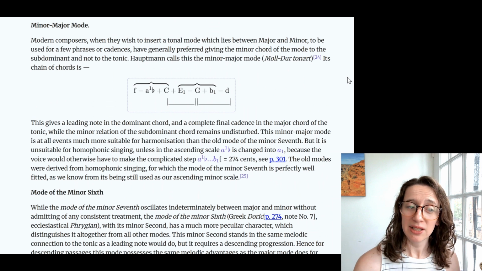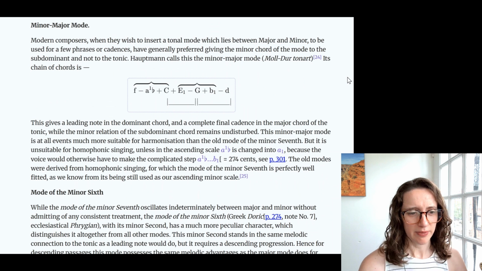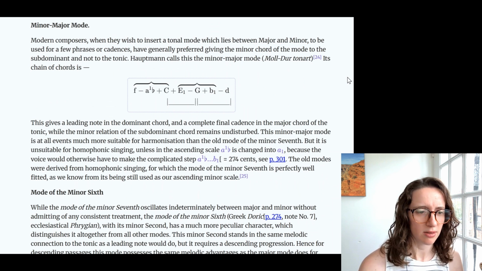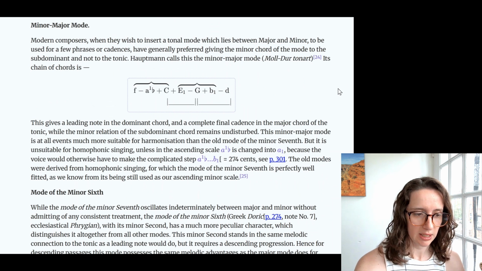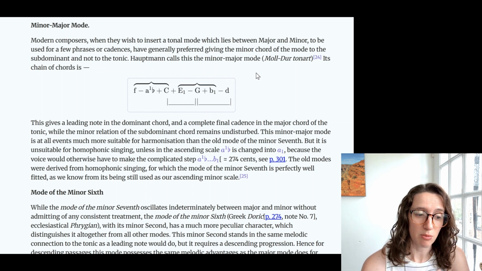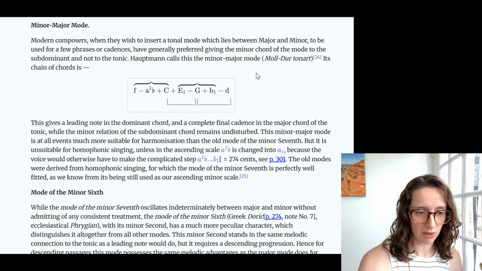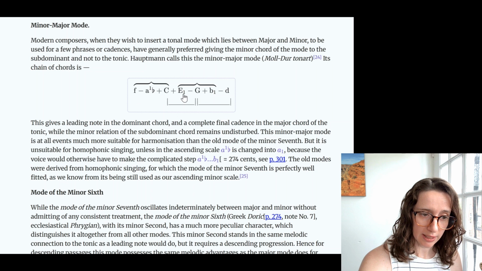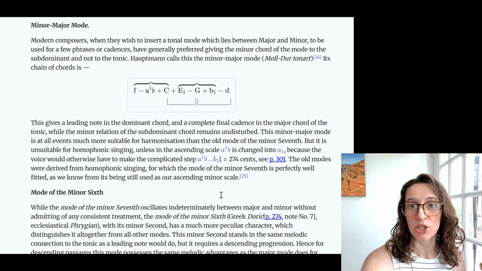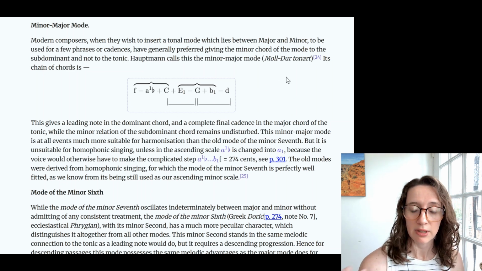Next, we have the minor major mode, which is a modern mode, which doesn't really have a direct ancient Greek or ecclesiastical reference point. But Helmholtz suggests that modern composers are more likely to use this than the mode of the minor seventh. But it is similarly some combination of minor and major chords. We have a minor subdominant and a major tonic and a major dominant, which gives us this all-important leading tone while keeping the minor subdominant intact.